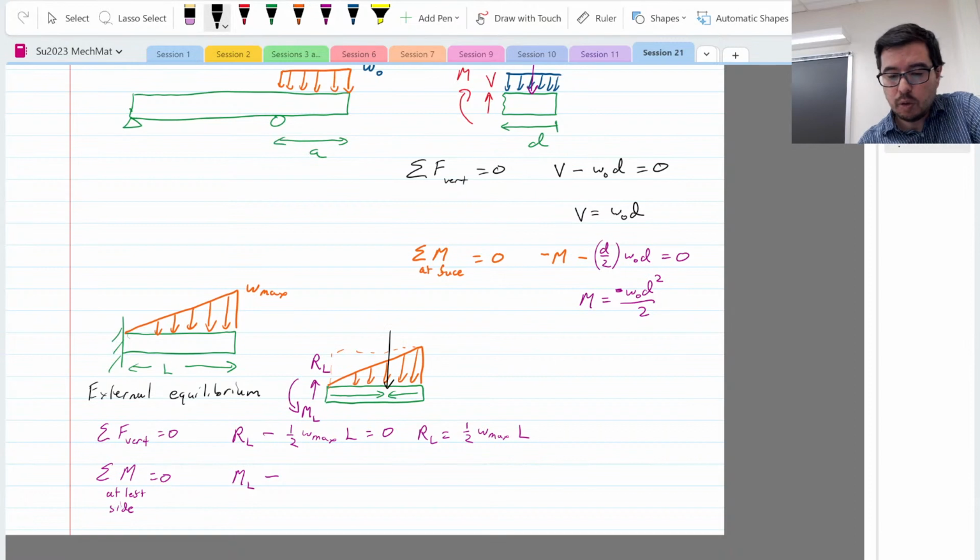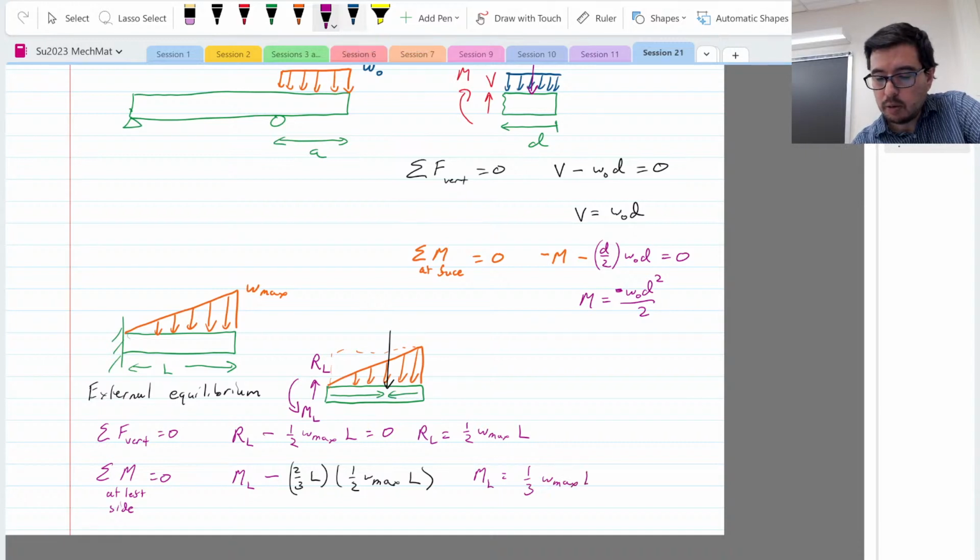Okay, so it's going to be 2/3 L. And what's the effective force? 1/2. Like that. Okay, so that means that ML is going to be 1/3 W max L squared. Okay, and so that's just doing the external equilibrium.